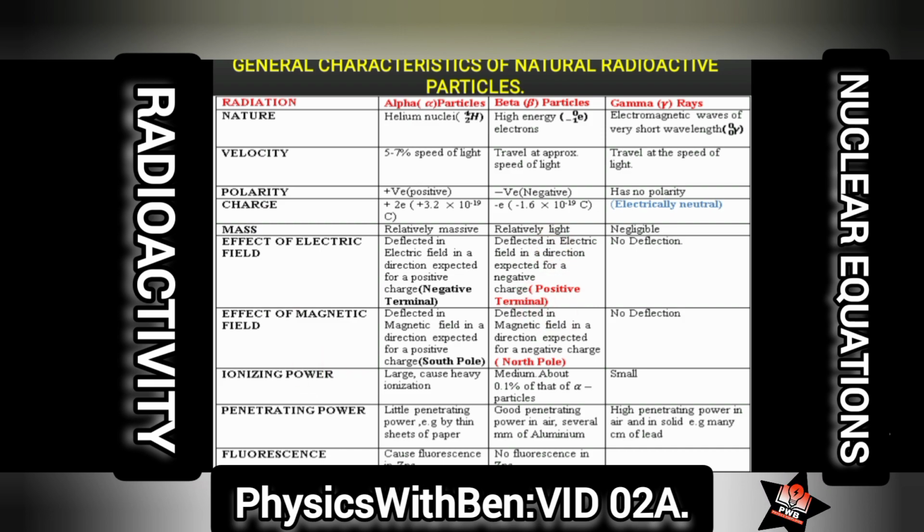Ionizing power, medium, about 0.1% of that of alpha particle. Penetrating power, good penetrating power in air, several millimeters of aluminum. Fluorescence, it has no fluorescence in zinc. Next up is the gamma rays or gamma radiation.